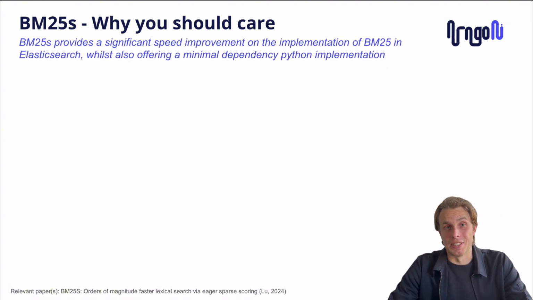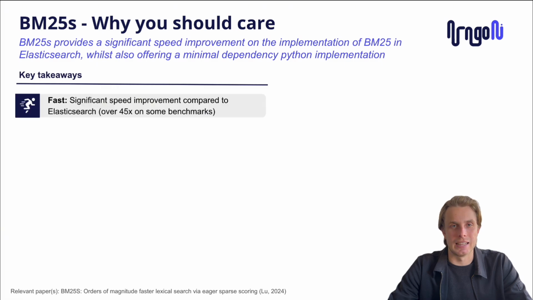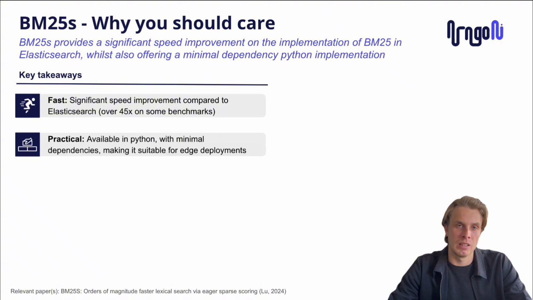Let's start with why you should care. And I think I've alluded to already the main reasons why you should care about BM25s, but just to highlight again, the most important is that it's fast. Benchmarked on multiple datasets, this paper found that at some points it's over 45 times faster than what is implemented currently in Elasticsearch. That is a significant improvement that has practical benefits for your user base, for your product.